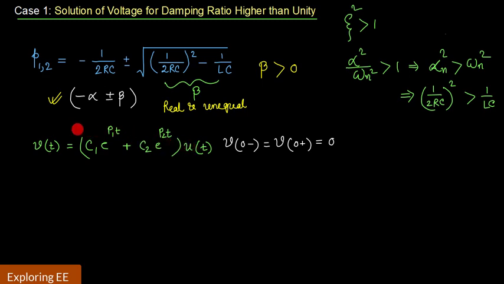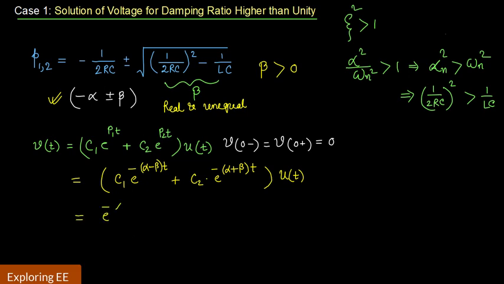Since this expression is valid only for t greater than 0, and here C1 and C2 are the arbitrary constants. If P1 and P2 are replaced by alpha and beta, we get the expression multiplied by u of t. So if we take e to the power minus alpha t common, it will be C1 times e to the power beta t plus C2 times e to the power minus beta t, multiplied by u of t.